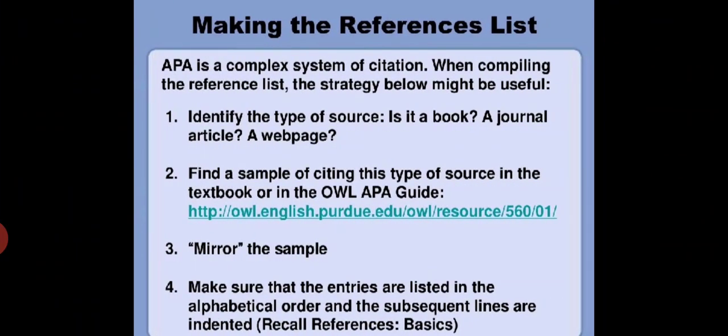Making the reference list. APA is a complex system of citation. When compiling the reference list, the strategy below might be useful. Number 1, identify the type of source. Is it a book, a journal article, a web page? Number 2, find a sample of citing this type of source in the textbook or in the OWL APA guide. That is the link given here for detailed study.